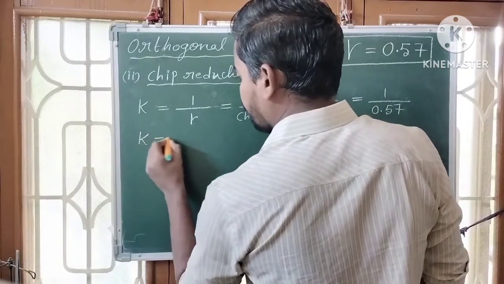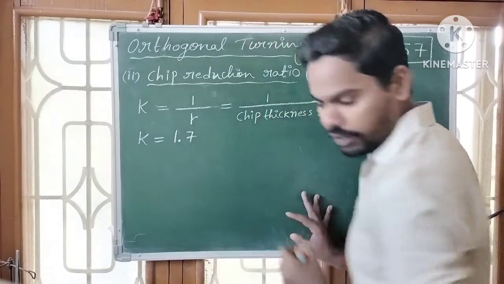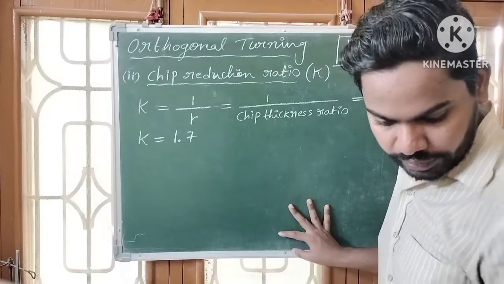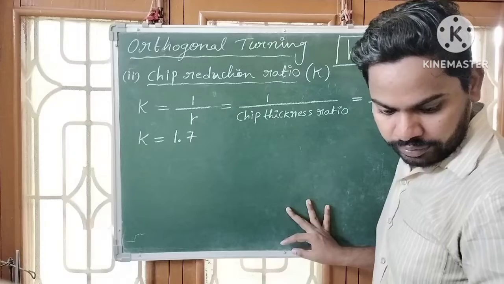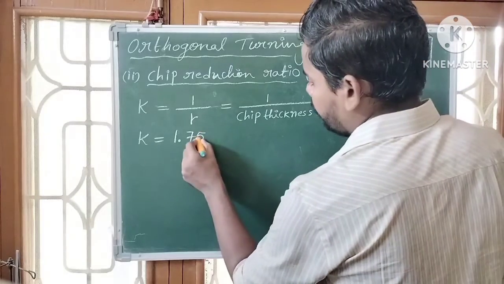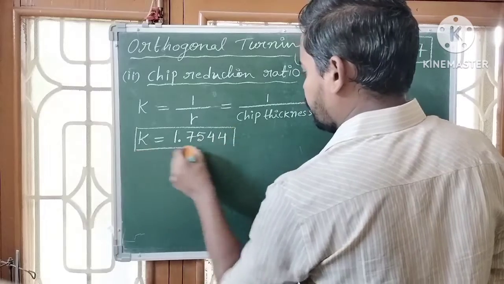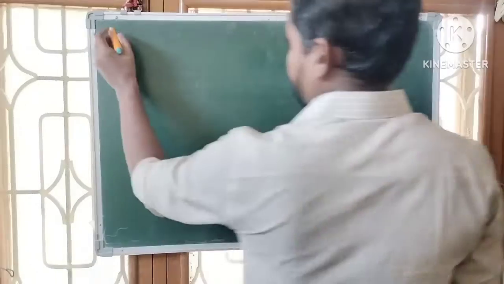If you simplify, the final answer I got is approximately 1.7544. So this is the value of the chip reduction ratio.